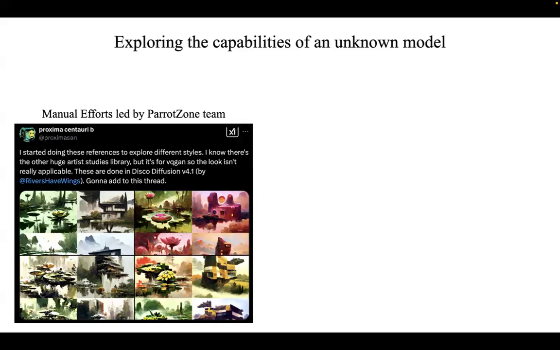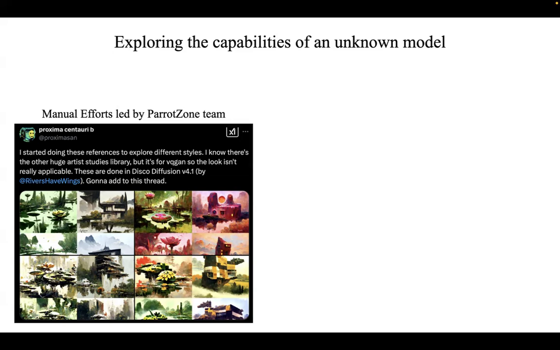Another application that we are really interested in is exploring the capabilities of an unknown model. When a new model comes out, what's the usual way that the community explores this model? Well, one example is the effort led by the Parrot Zone team. When Stable Diffusion 1.4 was released, the Parrot Zone team started manually searching for all the artist styles that a Stable Diffusion model can mimic.